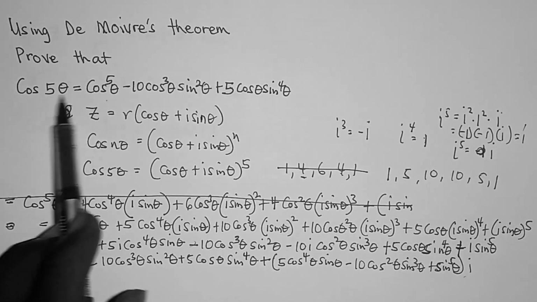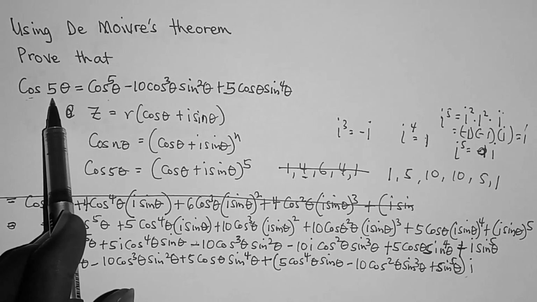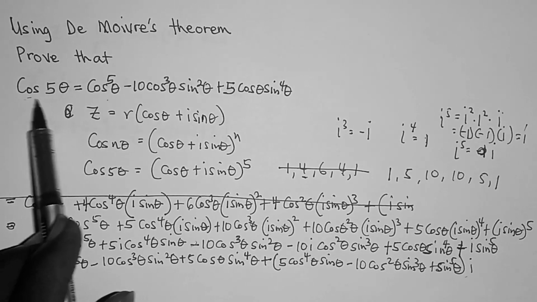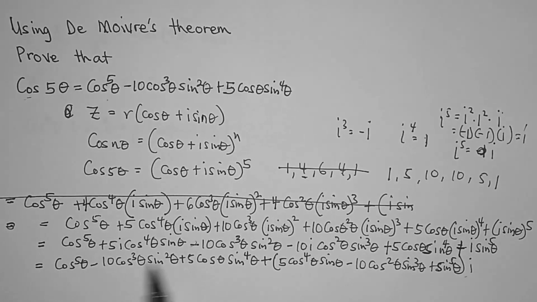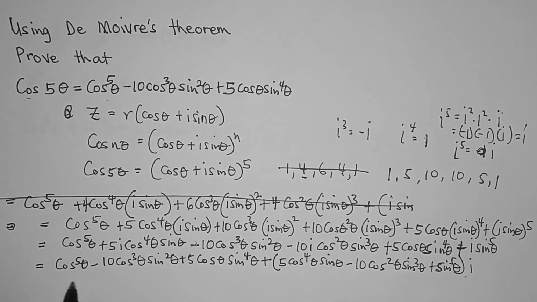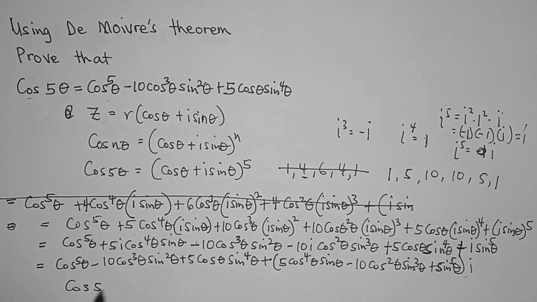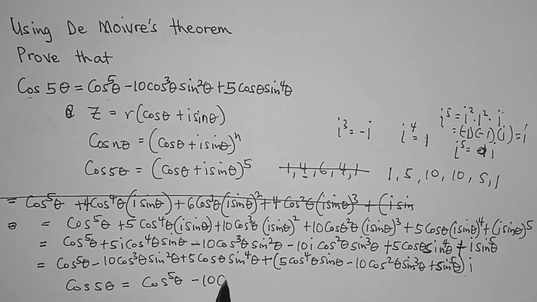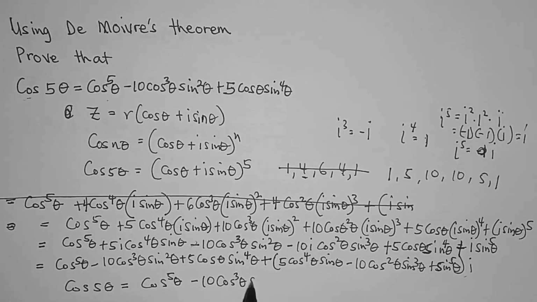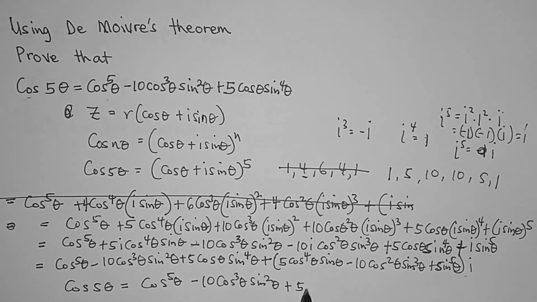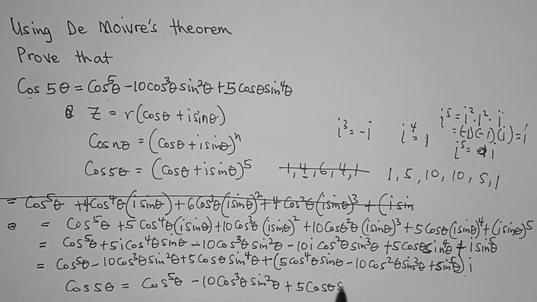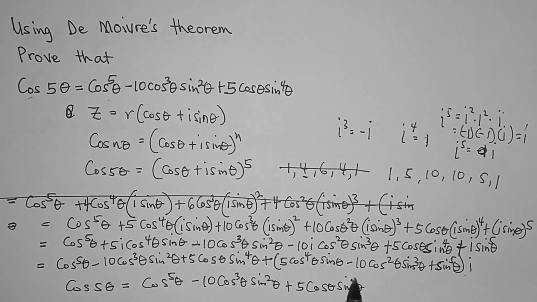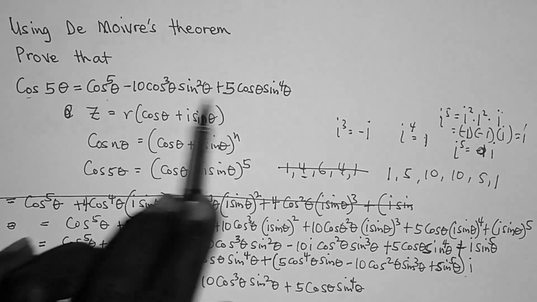So you can see that from the question, this was given as the real part of the complex number. Therefore, we need to equate this real part to the real part of the answer. So therefore, cos 5 theta is equal to cos theta exponent 5 minus 10 cos theta exponent 3 sine squared theta plus 5 cos theta sine theta exponent 4. And this is exactly what we were asked to prove from the question.